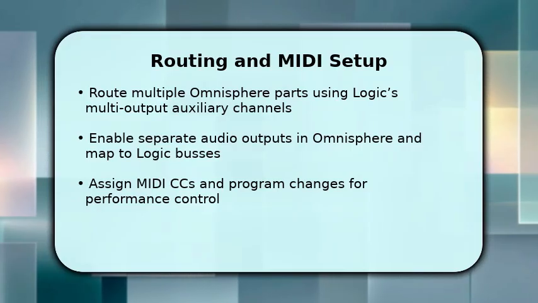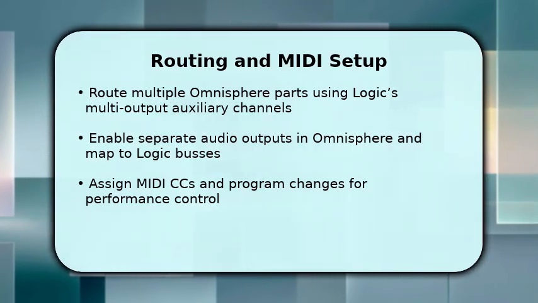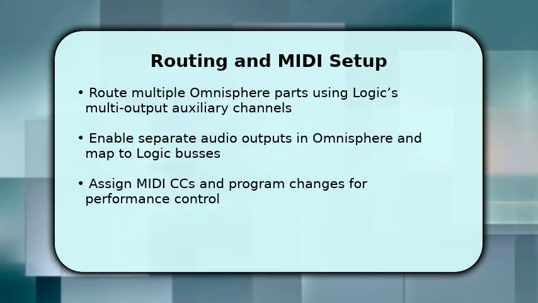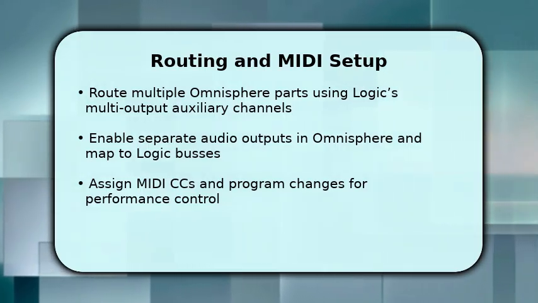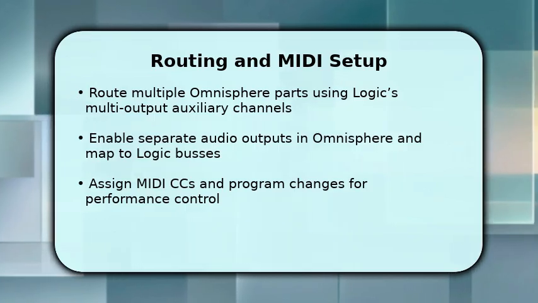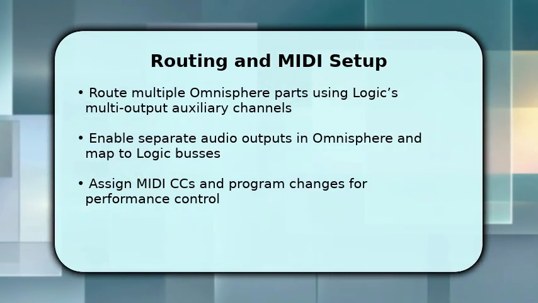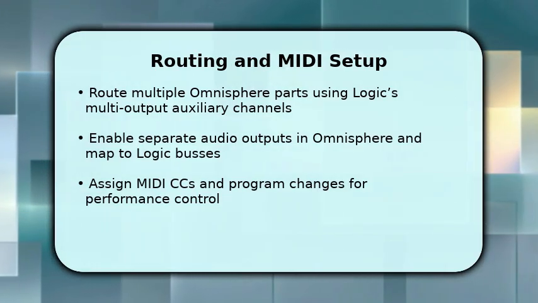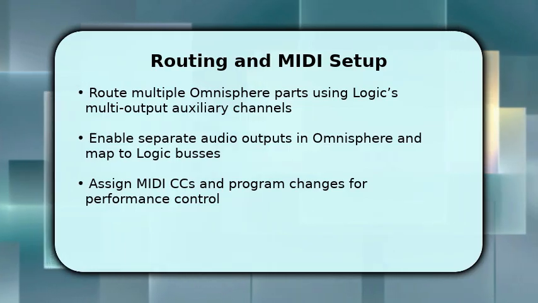Now you map Omnisphere's outputs and MIDI to Logic's mixer and arrange view. Open Omnisphere's multi-output menu and enable the outputs you need, then create auxiliary tracks in Logic and assign each aux to the corresponding channel. Once mapped, use Logic's environment or track MIDI routing to send program changes or CCs. This lets you switch layers or automate filters.